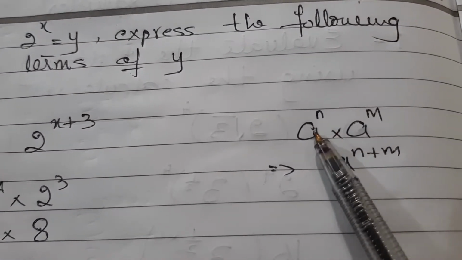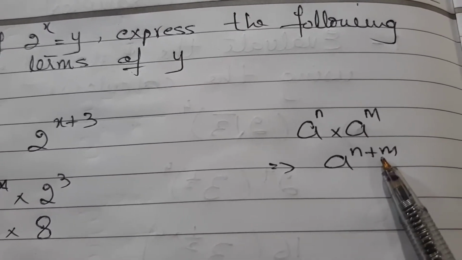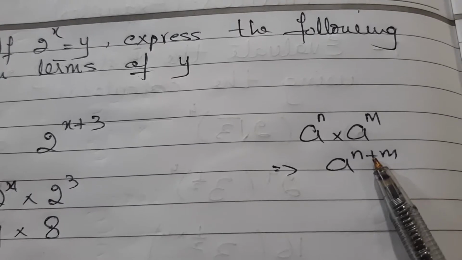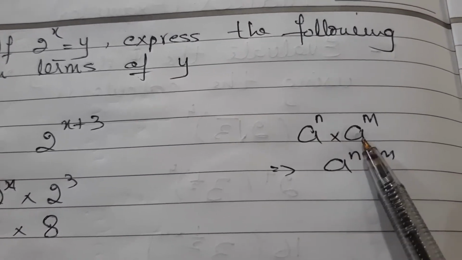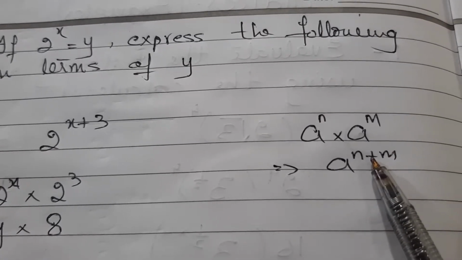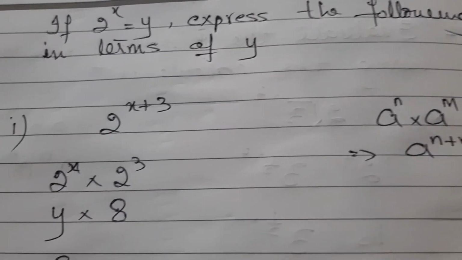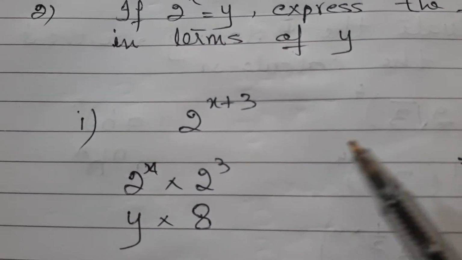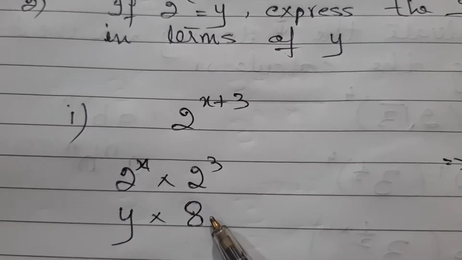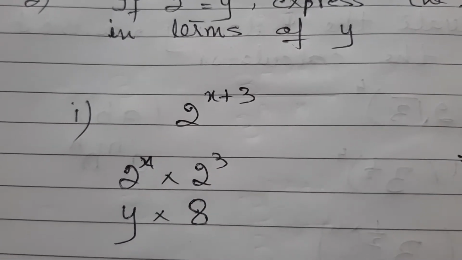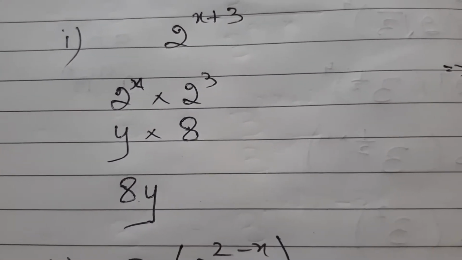If you remember, a power n plus m equals a power n multiplied by a power m. So if you have a plus sign here and you want to split it, you will write a power n multiplied by a power m. If I had a minus sign here, I would have written division. Okay, so because of this plus, I'm writing multiply. 2 power 3 is 8, and 2 power x we have to take as y according to the given condition. So it will become 8y.